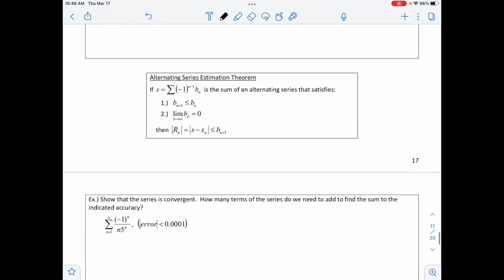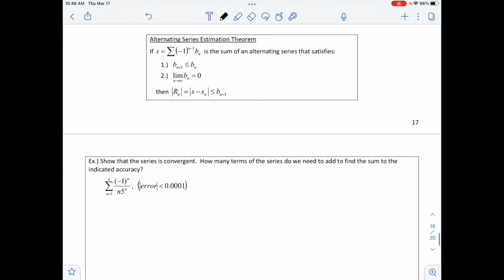And then on the bottom of the page, it says the alternating series estimation theorem. So if S equals the sum of negative 1 to the n minus 1 times b sub n is the sum of an alternating series that satisfies those 2 conditions that we saw earlier, that b sub n is decreasing and that the limit as n approaches infinity of b sub n equals 0, then the absolute value of R sub n, which again was that remainder, is equal to the absolute value of S minus S sub n, which is less than or equal to b sub n plus 1. And so the error is at most the size of the first neglected term.